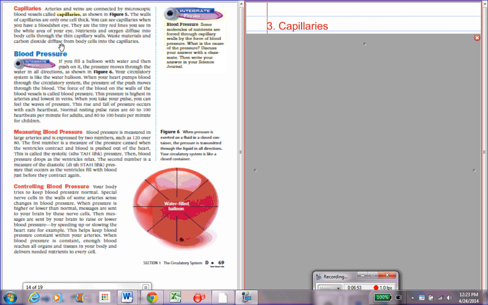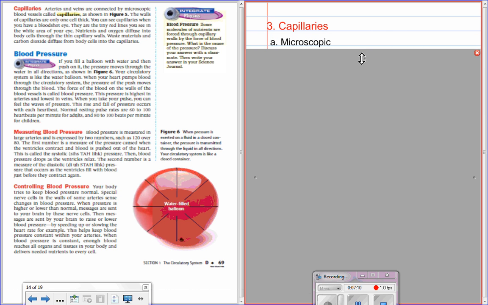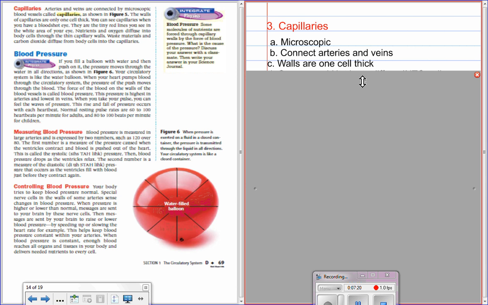All right, what are we going to say about capillaries? We have a definition. What are capillaries? They connect what? Arteries and veins. What's the other important fact about capillaries? Let's find out. You should know. Okay, they're microscopic. They connect arteries and veins. How big are capillaries? They are 1 cell thick.